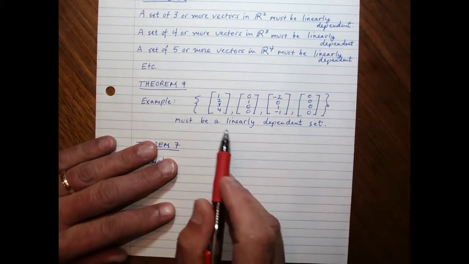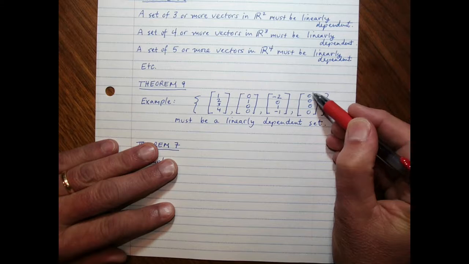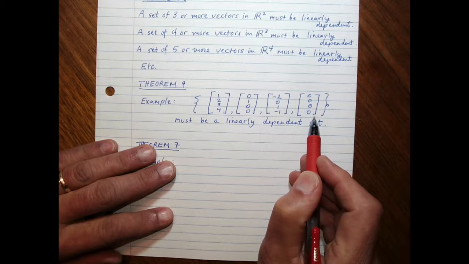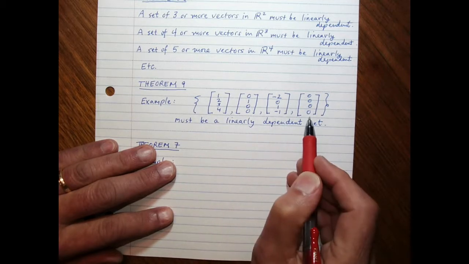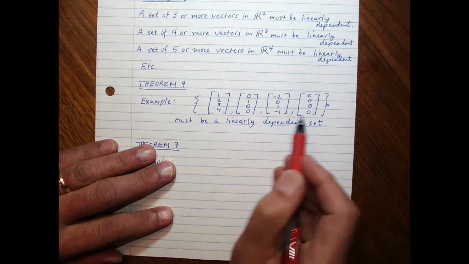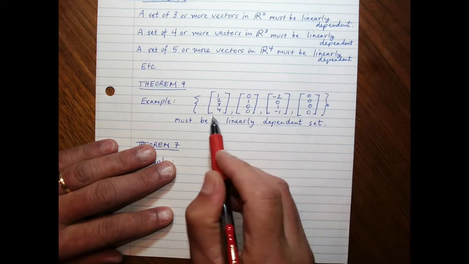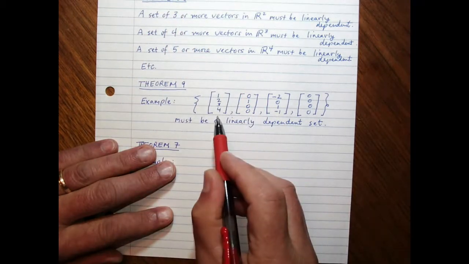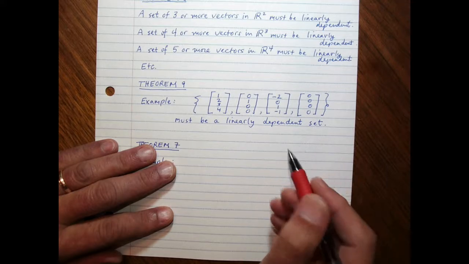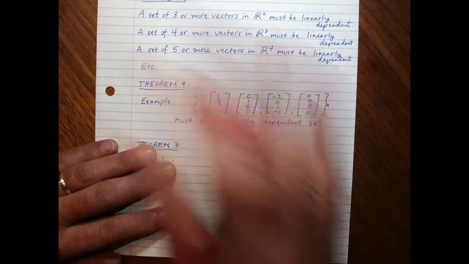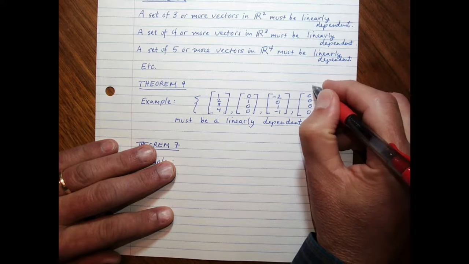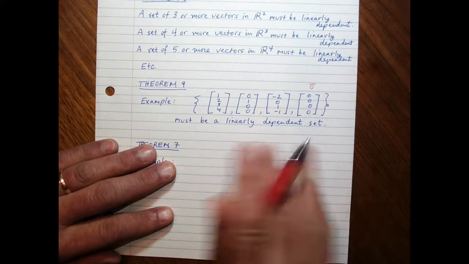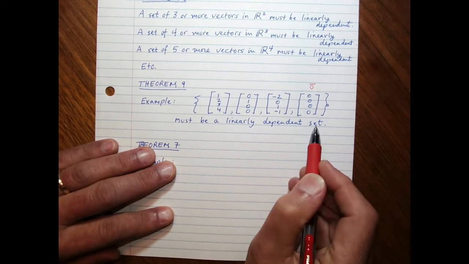Theorem 9 just says whenever you have a set of vectors that includes the 0 vector, the set must be linearly dependent. So here's an example I wrote ahead of time. There are 1, 2, 3, 4 vectors. These are all vectors in R4. Since it's 4 vectors in R4, we can't apply theorem 8 here because the number of vectors is not greater than the dimension of the space. But we don't even need theorem 8, because as soon as we see that we have that 0 vector in our list, it doesn't matter how many vectors we have, the set must be linearly dependent.